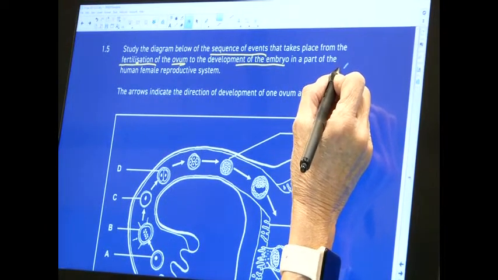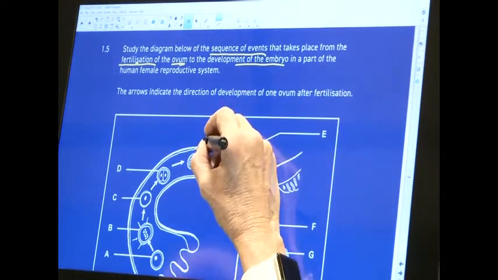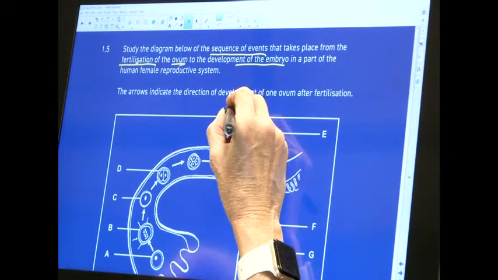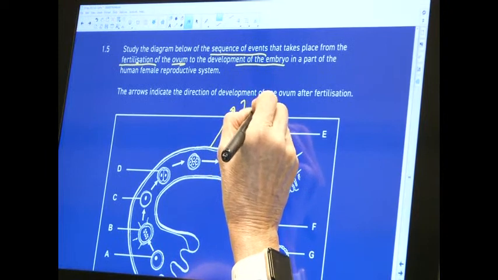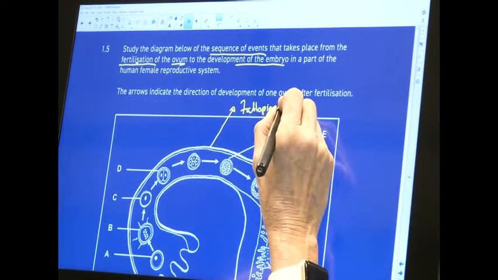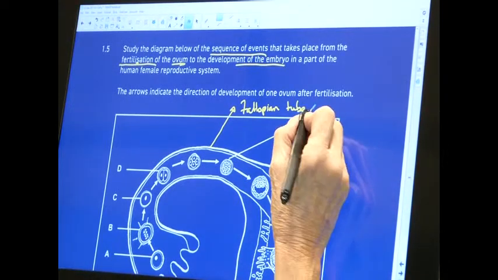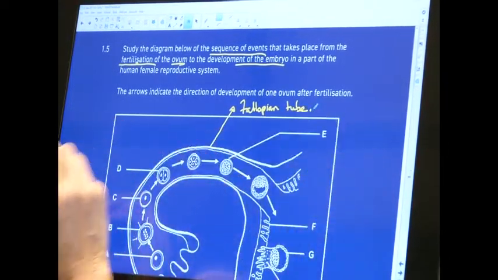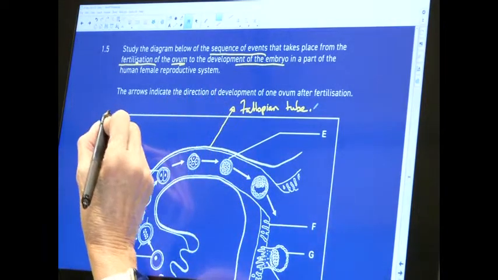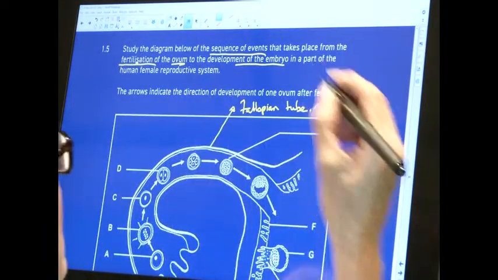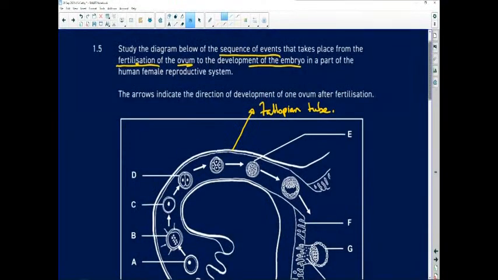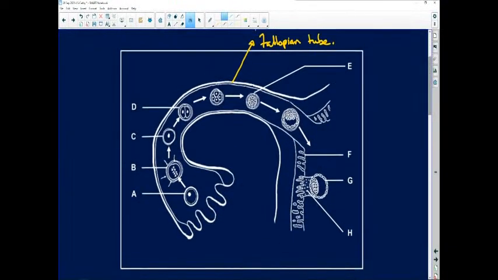Now, you and I both know that this structure where all of this happened is the fallopian tube. And it will happen in one fallopian tube every single menstrual cycle. Okay, so the arrows indicate the direction of the development of the ovum after fertilization. What is rule number 1 of answering exam questions? We label. So this little guy here is the ovum.